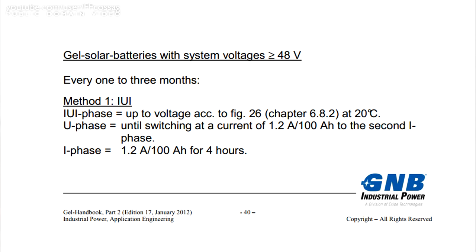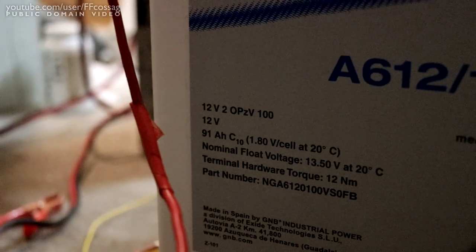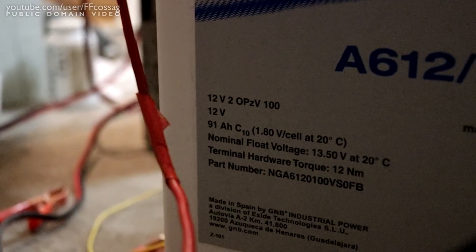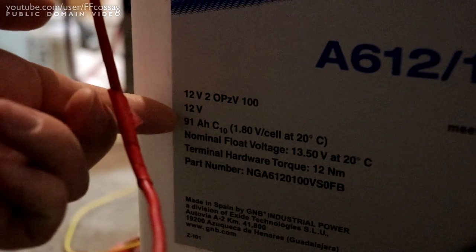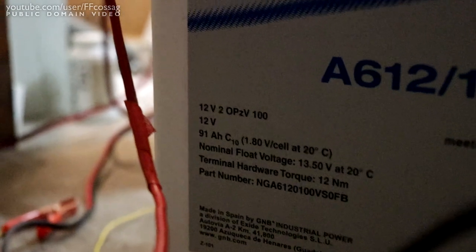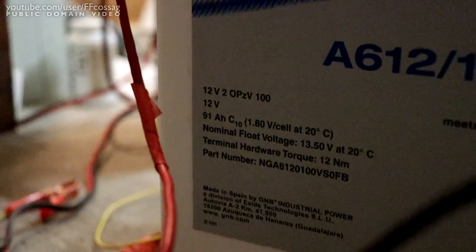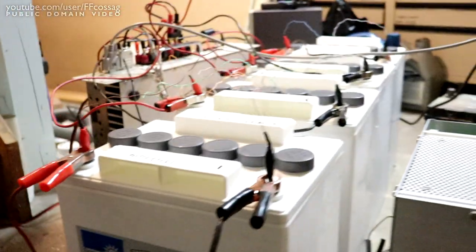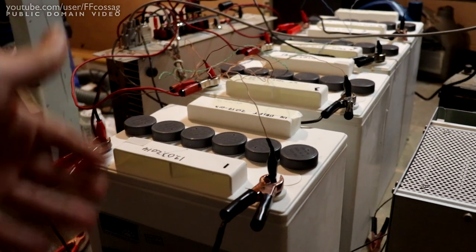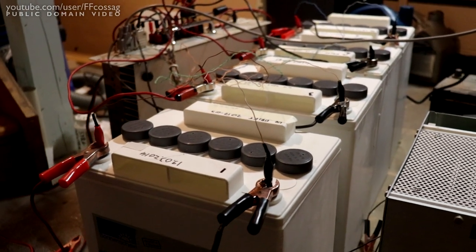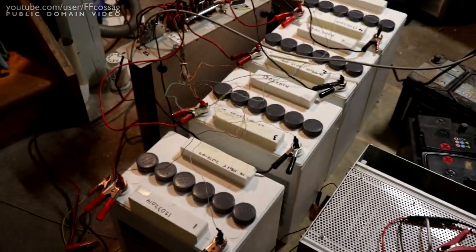You don't have a compliance voltage set on your power supply, you just keep pumping 1.2 amps per 100 rated amp hours. Since we have 91 amp hours rated on this, it comes up to pretty much spot on 1 amp per battery. So I just hooked them up in parallel and pumped 4 amps into them. They nicely distributed the current between them and let them sit for a few hours. The cell voltage just got up to like 50.